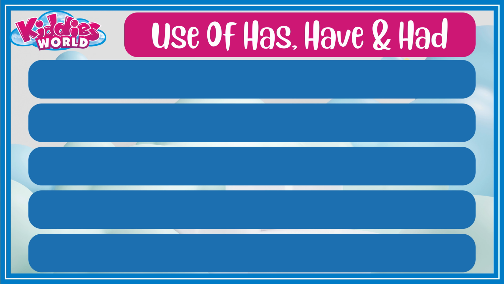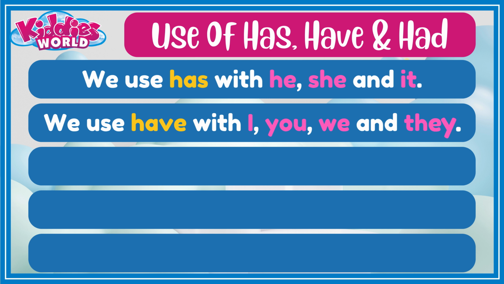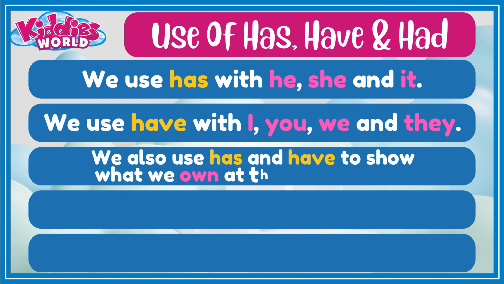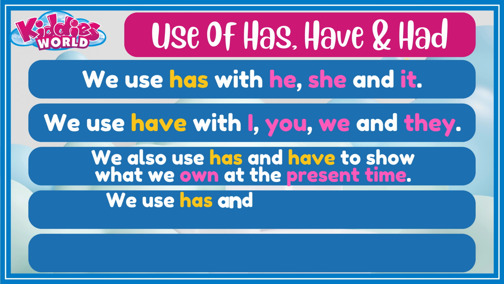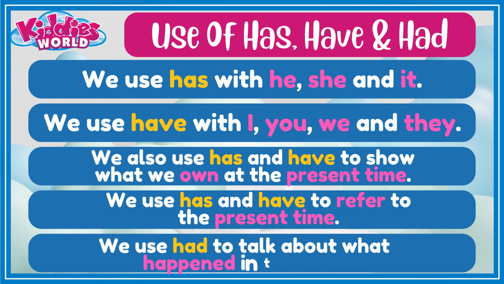Let us understand it better. We use has with he, she, and it. We use have with I, you, we, and they. We also use has and have to show what we own at the present time. We use has and have to refer to the present time. We use had to talk about what happened in the past.